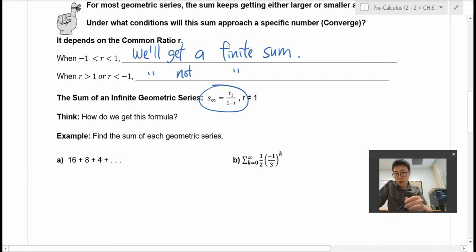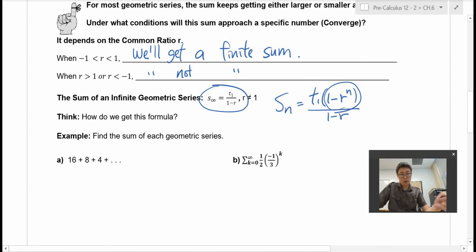Let's see how we get this formula. Here is the sum to infinity formula. Notice how this is actually quite close to the Sn formula, the sum of n terms. This is 1 minus r to the power of n, over 1 minus r. Notice this portion disappeared. We just have t1 over 1 minus r. So this really has the concept of limit to it.